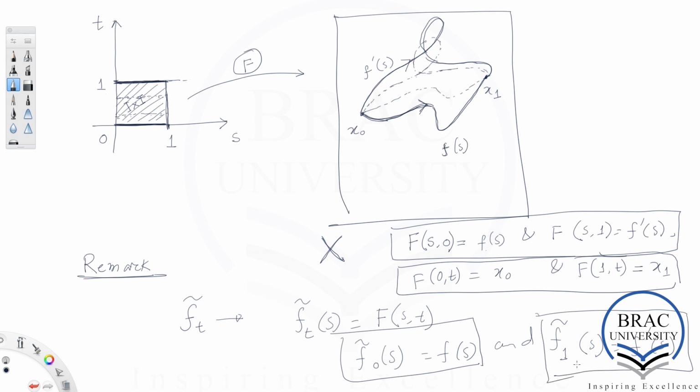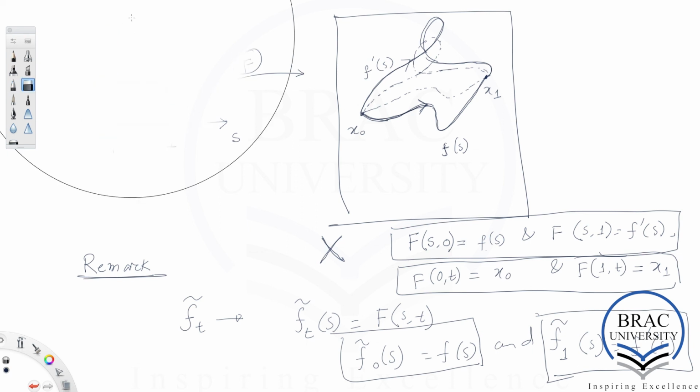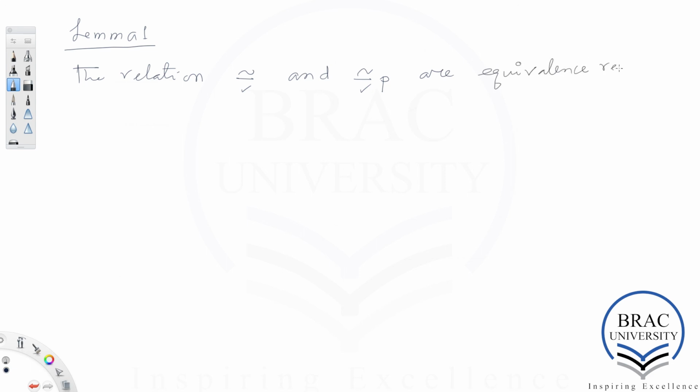good. Okay, now we state our first lemma of this lecture, lemma 1. Let me first state it and then I'll prove it. The relations sim and sim sub p, Okay, this is homotopy, this is path homotopy. These two relations are equivalence relations. This is the statement of the lemma.